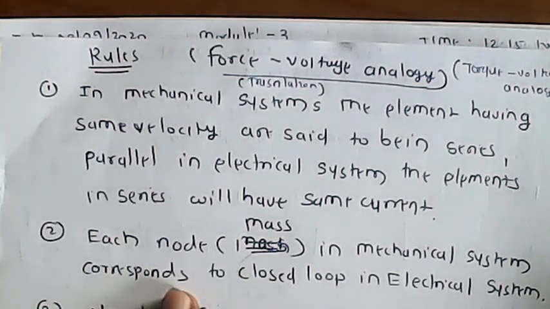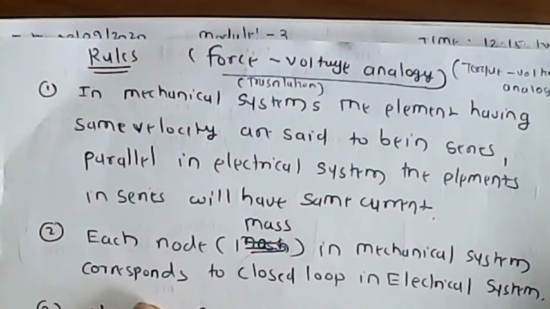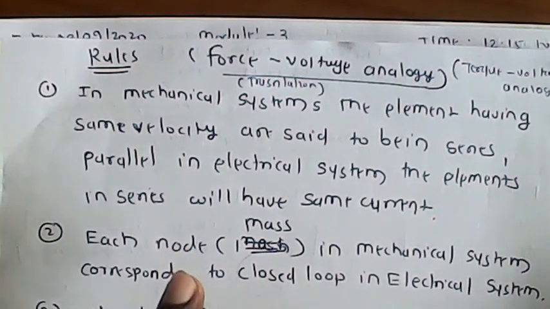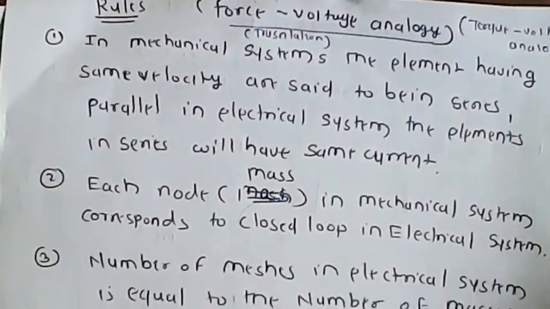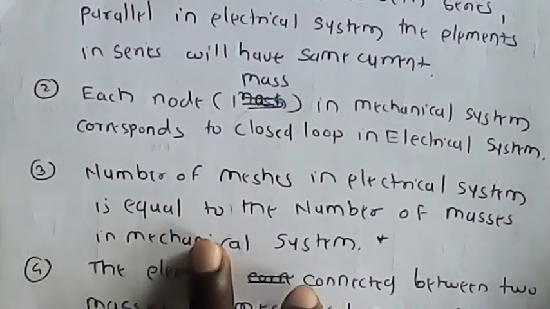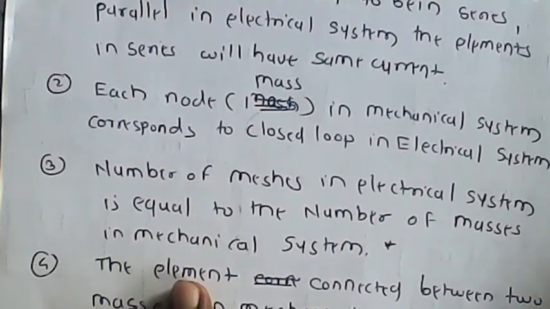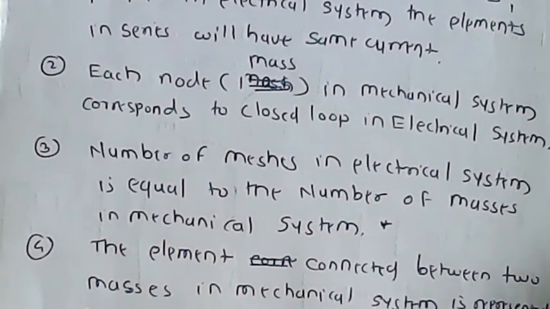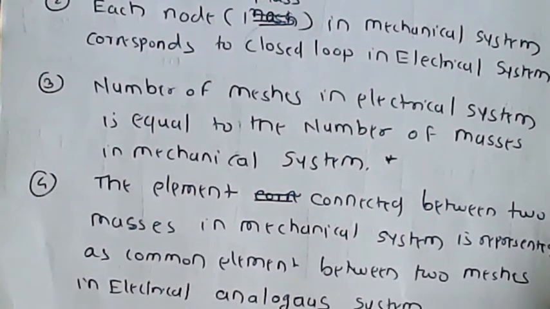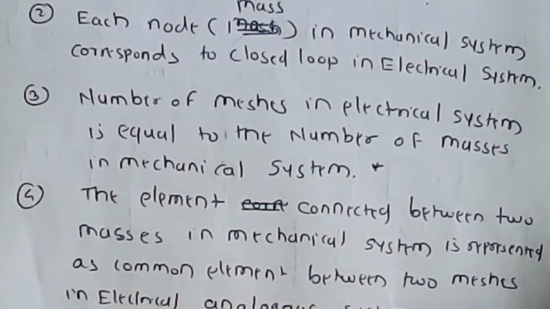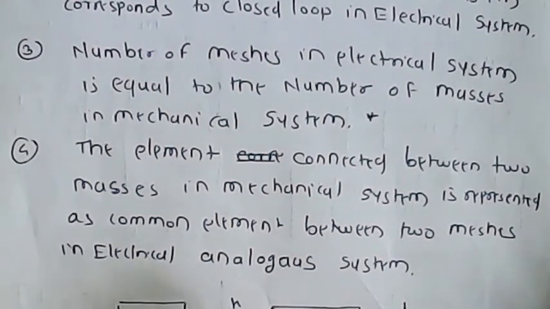Then, each node, that is each mass, in the mechanical system corresponds to a closed loop in the electrical system. So the number of masses is nothing but the number of closed loops; the number of meshes in the electrical system is equivalent to the number of masses in the mechanical system. The element connected between two masses in the mechanical system is represented as a common element between the two meshes. This is the fourth rule.